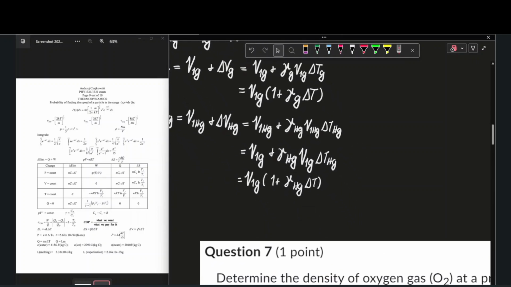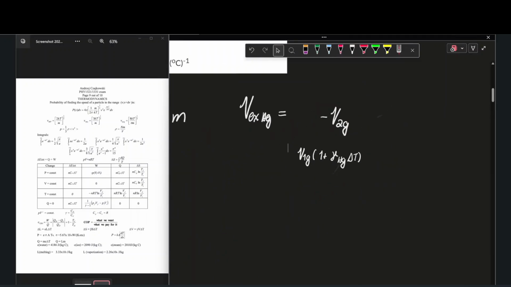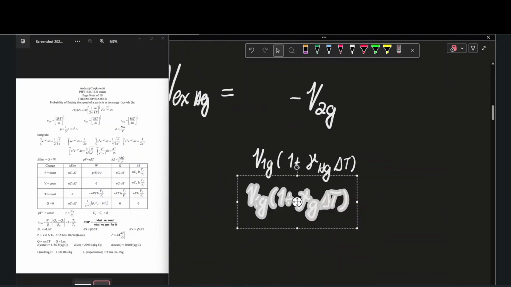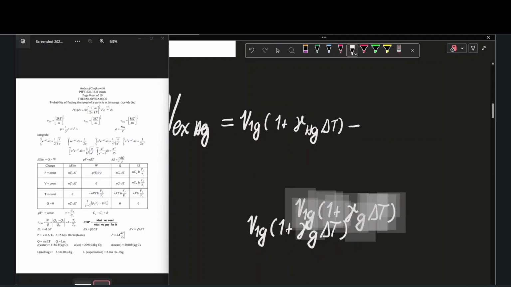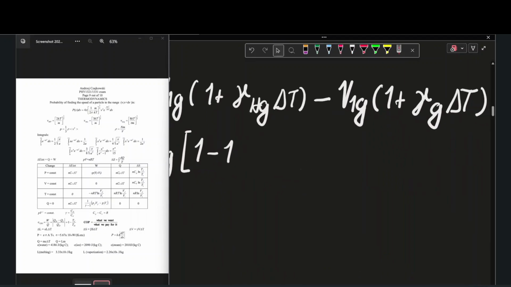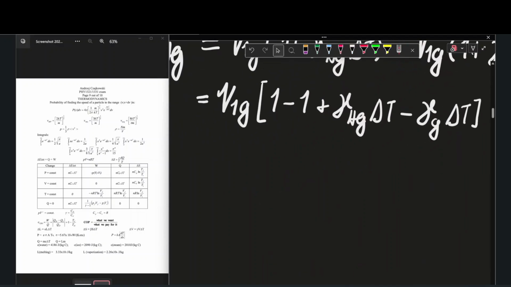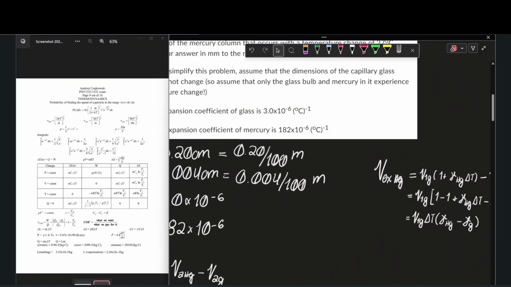Now V2 of mercury is of course this statement, and also V2 of glass is this statement. So now from here, we can just say that it's this statement minus this statement. And of course, we can simplify some things. So we get that V1 of glass times (1 + gamma of mercury times the change in temperature) minus (1 + gamma of glass times the change in temperature). Now we can also say that it's V1 times the change in temperature times gamma of Hg minus gamma of glass.